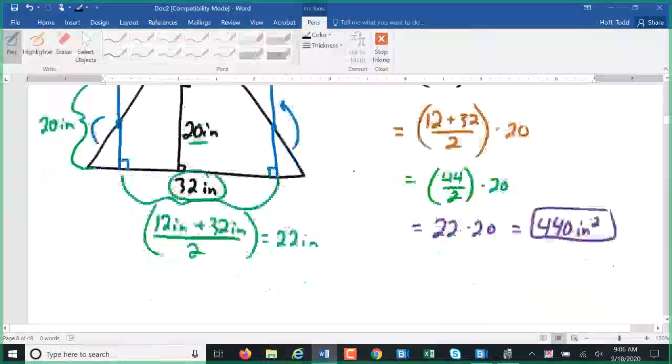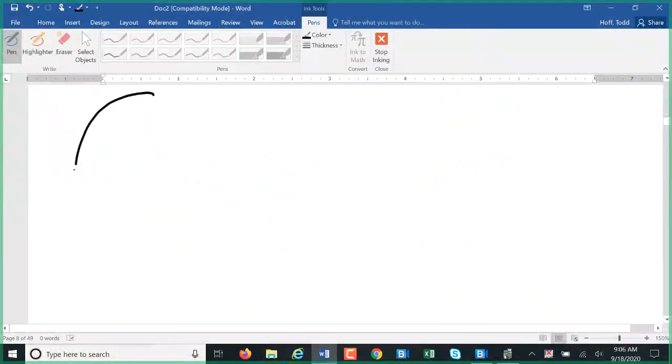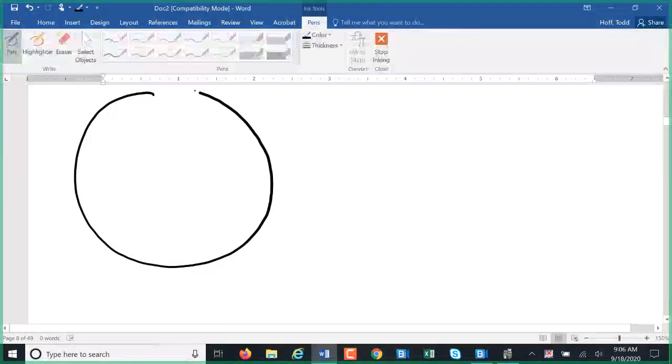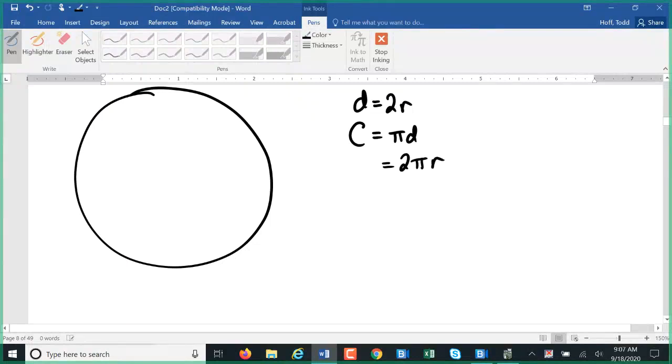Let's look at circles. So we know that for a circle, of course, the diameter is 2 times the radius, or the radius is half the diameter. We know the circumference is pi times the diameter, or 2 times pi times the radius, because 2 times the radius equals the diameter. And we've seen already, we know that the area is pi times radius squared.